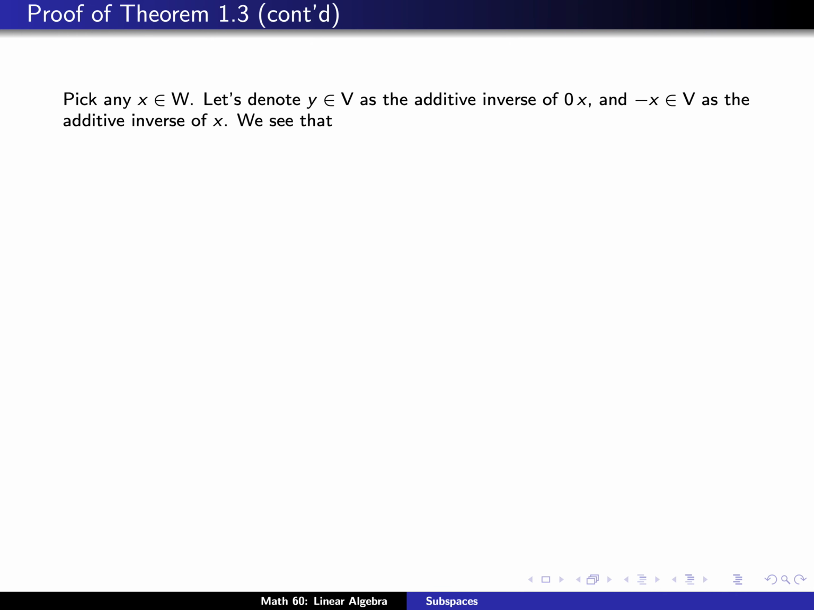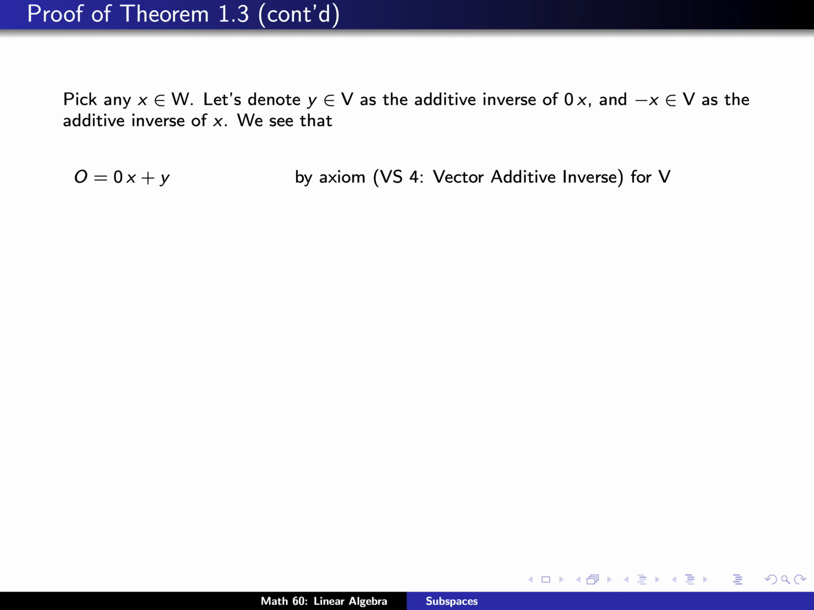So let's first try to prove that VS3 must hold. To this end, pick any vector x in W, and let y be the additive inverse of 0 times x. Now we're assuming that y is in V. We're not assuming that it's in W. Of course, we know that V is a vector space, so its additive inverse, namely y, must exist in V. Similarly, let's denote -x to be the additive inverse of x. Again, x was in W, so -x, we know for the moment, will be in V. We actually want to prove that -x is in W, but we'll come back to this in just a moment.